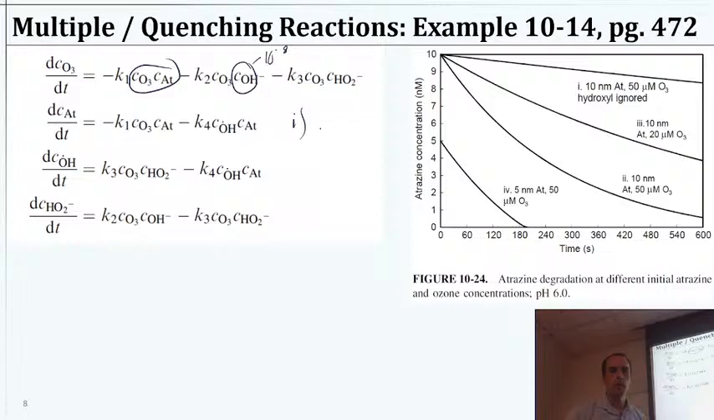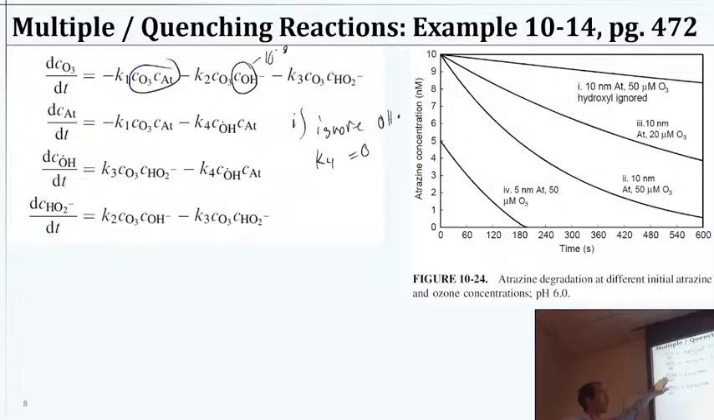We'll say for 1, ignore K4. We'll say ignore hydroxyl, and that would be as if we set K4 to 0. Okay, whatever we want to do to cancel that. All right, and 2 would just simply include it. 3 and 4 are simply giving us different starting concentrations for ozone and atrazine. Okay, so we can write up each of these rates.